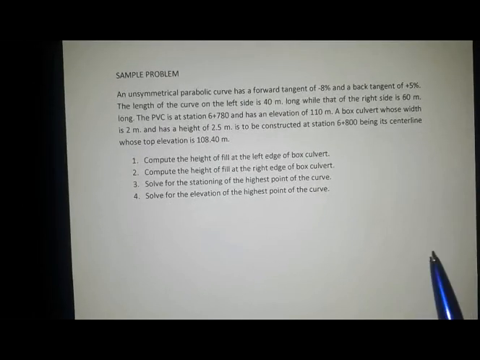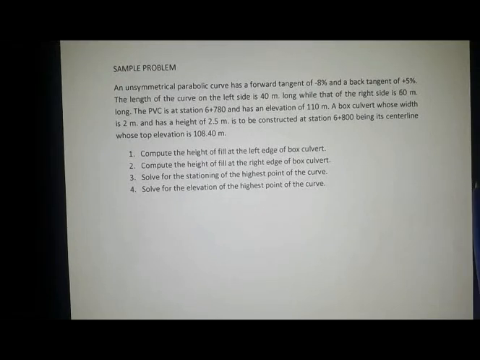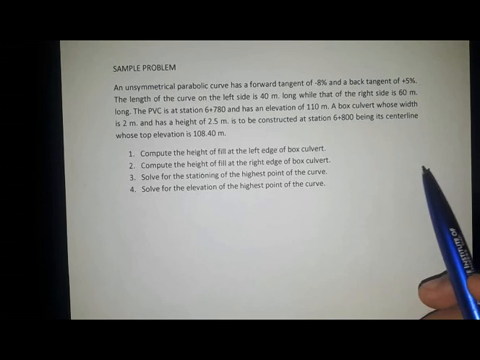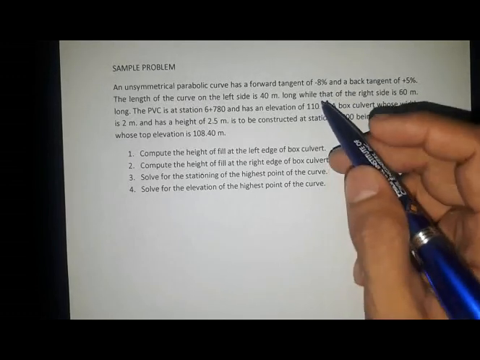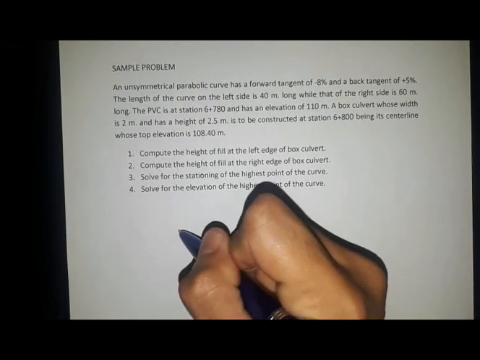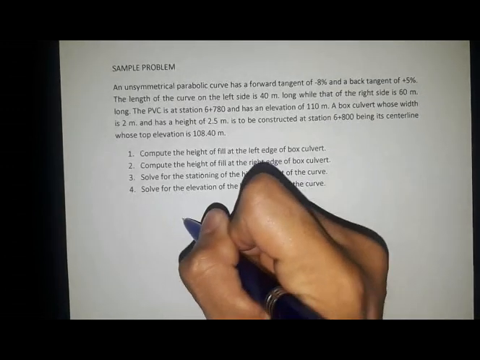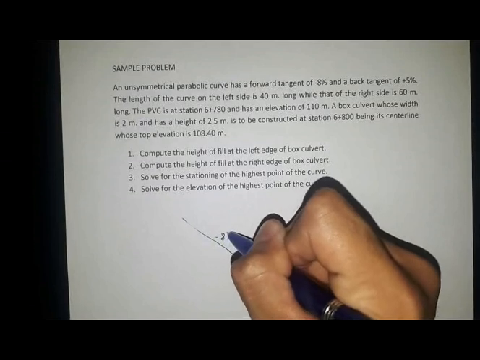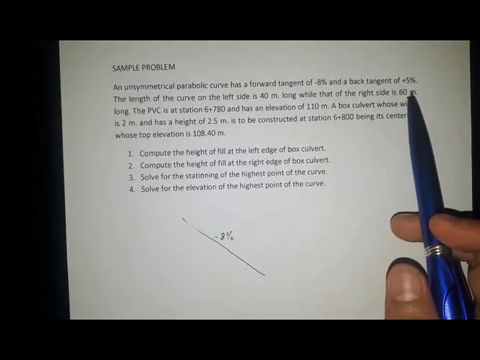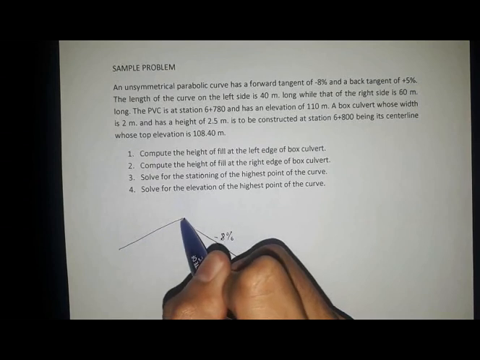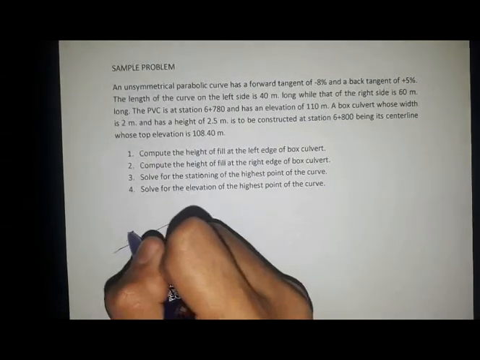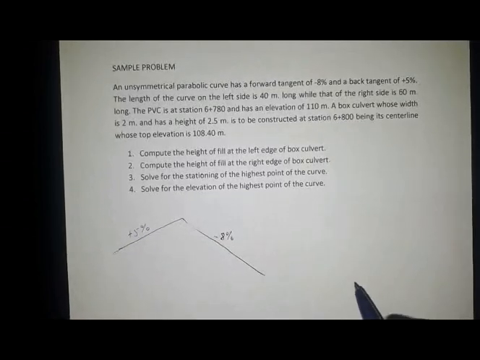So, in order to answer the problem correctly, we have to illustrate the problem by drawing the correct figure. So we have here a forward tangent of negative 8%. So this is our forward tangent, negative 8%, and the back tangent of positive 5%. So here's the back tangent of positive 5%.